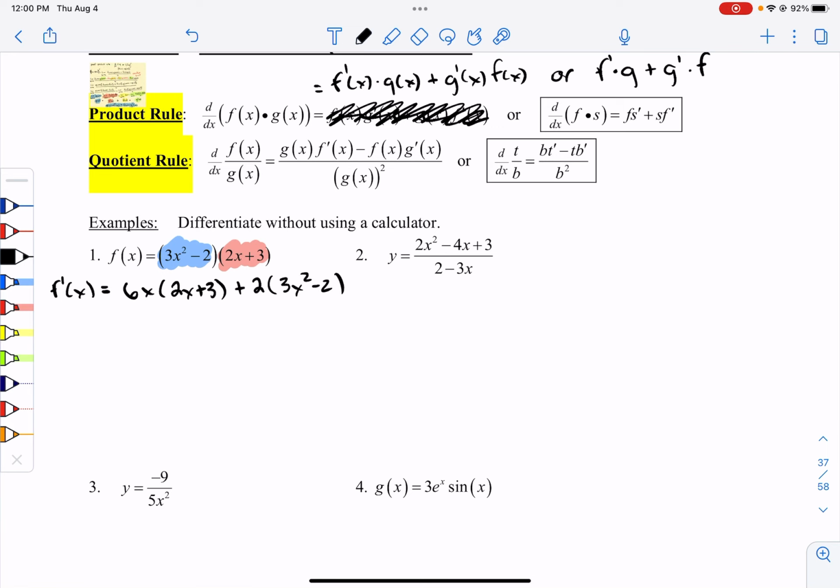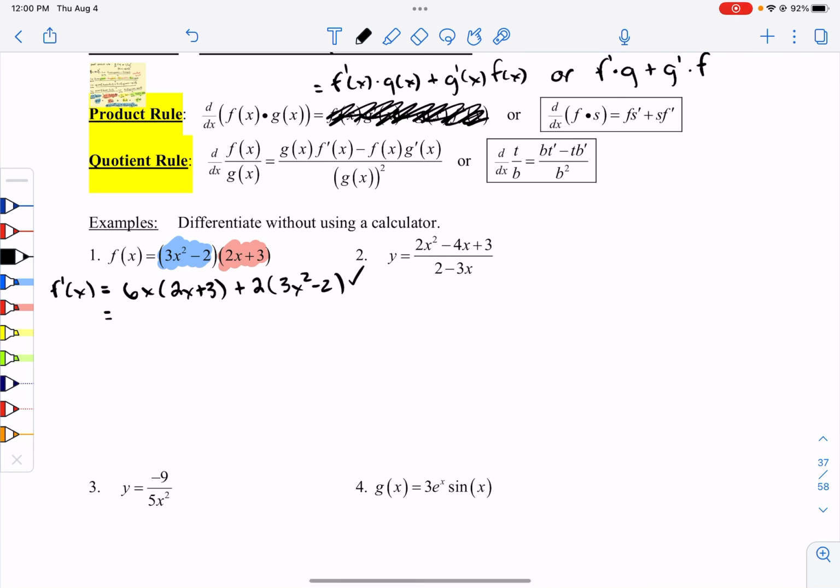Now, on the test, if this is an AP free response question, boom, you're done. You stop right there. If it's a multiple choice question, it might simplify it.